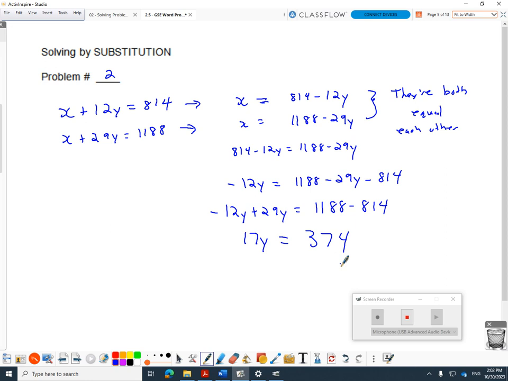Last step. It's a lie. Okay, ready? Folks, put the phones away. Not bad, not bad. 374 over 14, no one's doing that in their head. 374 over 17. You punch it in your calculator. 22.